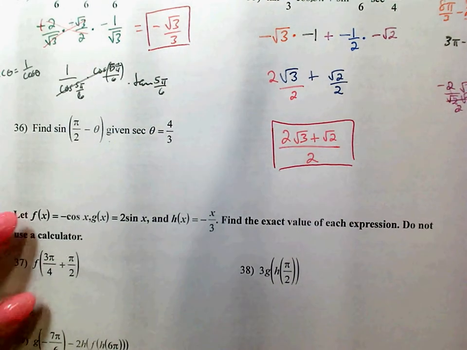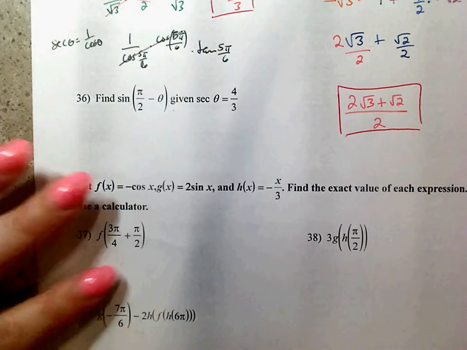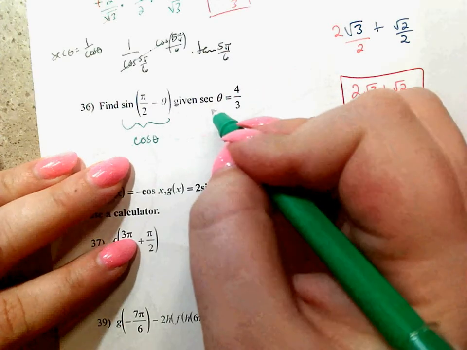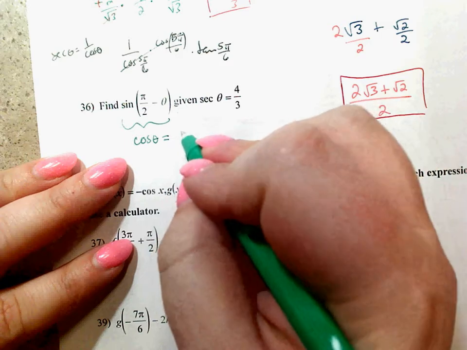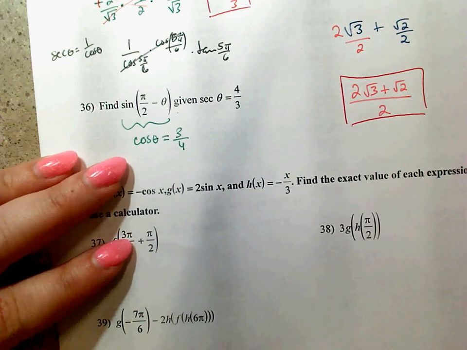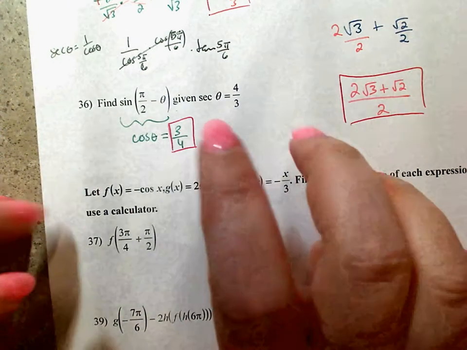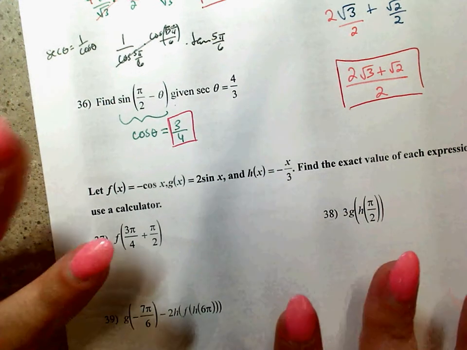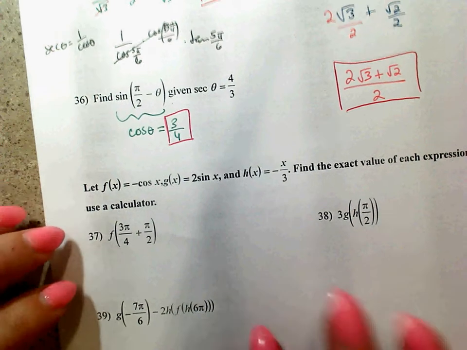Number 36, it says find sine of pi over 2 minus theta given secant. Well, sine of pi over 2 minus theta is cosine. So if they're asking me to find cosine, but they give me secant, then I know cosine could be 3/4, because it's the reciprocal of secant. So, there we go. I know technically I could put that in 2 different quadrants, but I'm going to go ahead and leave it as is, because I'm going to be more specific if I want multiple quadrants as an issue.